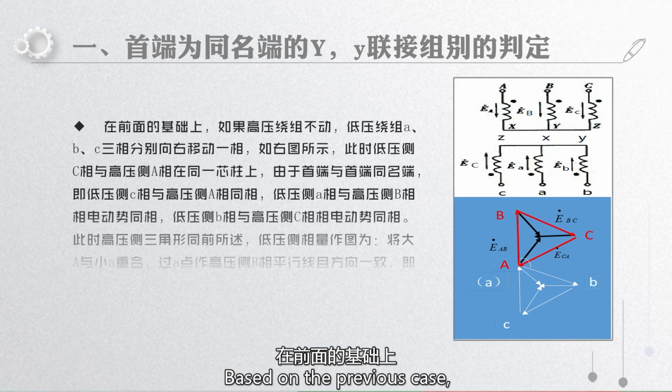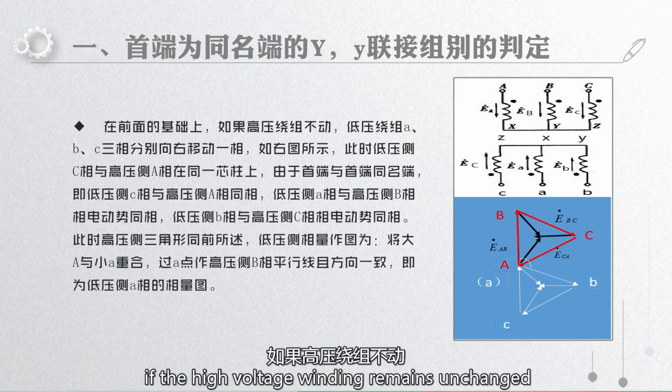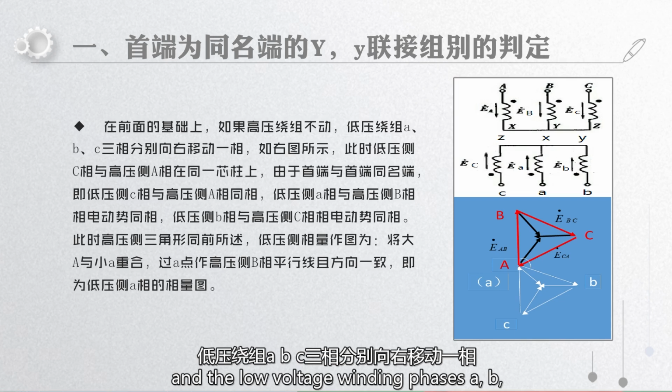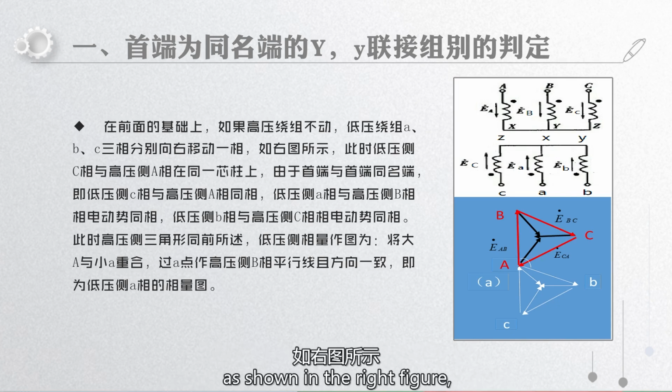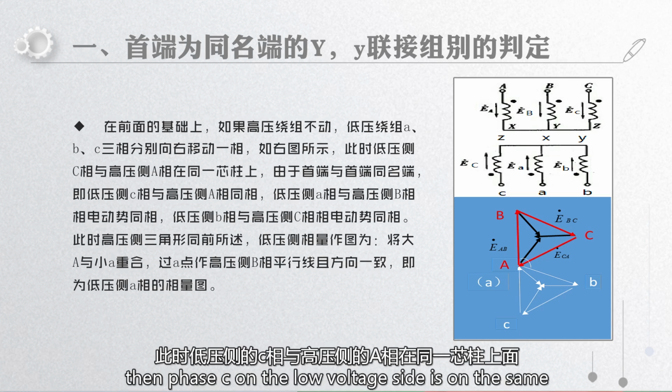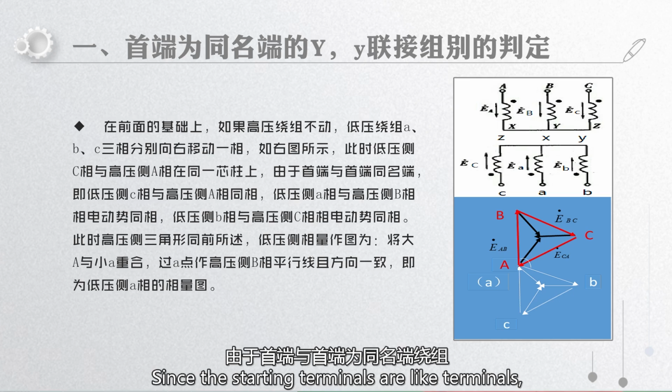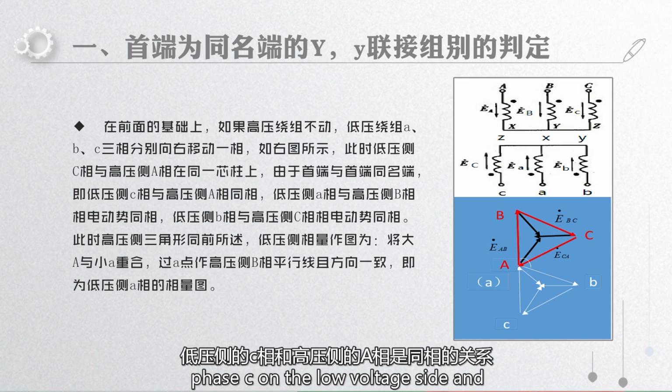Based on the previous case, if the high voltage winding remains unchanged and the low voltage winding phases A, B, and C each move one position to the right, as shown in the right figure, then phase C on the low voltage side is on the same chord column as phase A on the high voltage side. Since the starting terminals are like terminals, phase C on the low voltage side and phase A on the high voltage side are in phase.